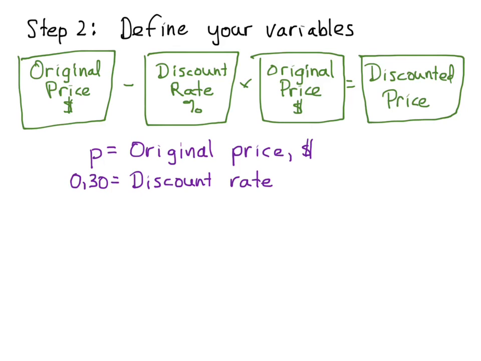Now, anytime we're dealing with percentages in a computation, we're going to deal with the decimal form of it, not the percentage form. So I'm going to write that as 0.3. And then we're going to say, okay, the next box over is the original price. We already have that defined as P. And then we have the discounted price, and we know that you paid $56 for that. Okay, so there it's labeled with dollars again.